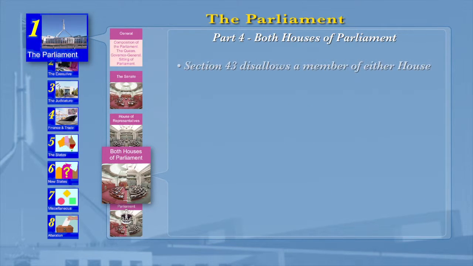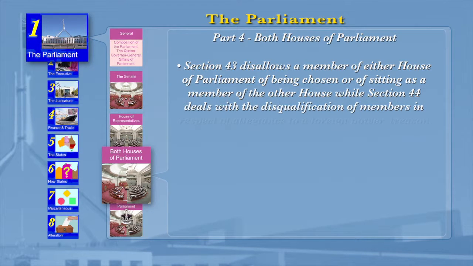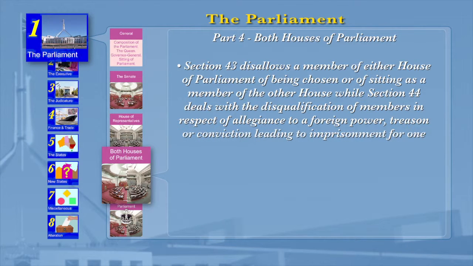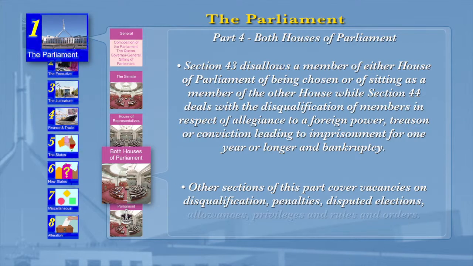Section 43 disallows a member of either House of Parliament from being chosen or sitting as a member of the other House, while Section 44 deals with the disqualification of members in respect of allegiance to a foreign power, treason or conviction leading to imprisonment for 1 year or longer, and bankruptcy. Other sections of this part cover vacancies on disqualification, penalties, disputed elections, allowances, privileges, and rules and orders.